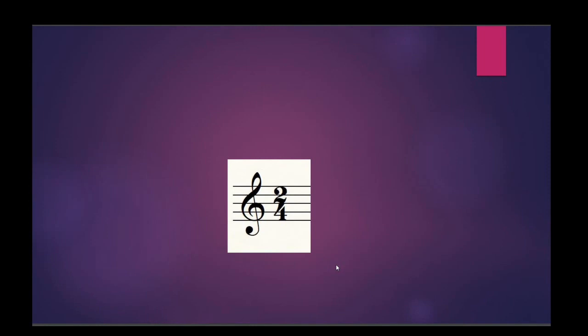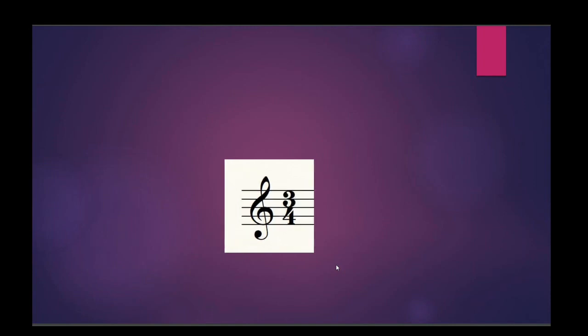Next, we have 2/4 time, which can also be considered cut time. Instead of 4/4, you have 2/4, which means there are 2 beats of quarter notes. So 1, 2, 1, 2, 1, 2. You're going to actually see this a lot more often in march music. Could be 1, 2, 1, 2, 1, 2, 1, 2.